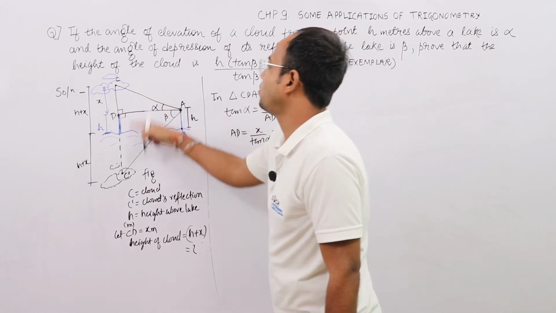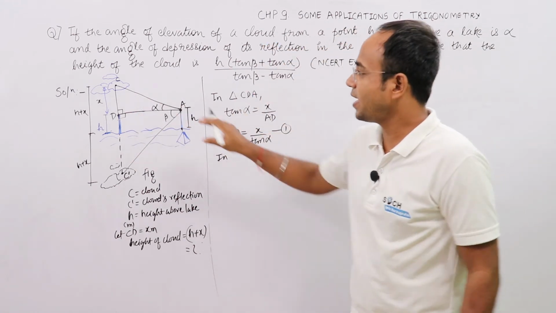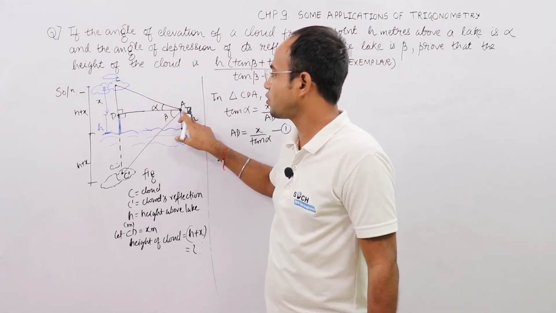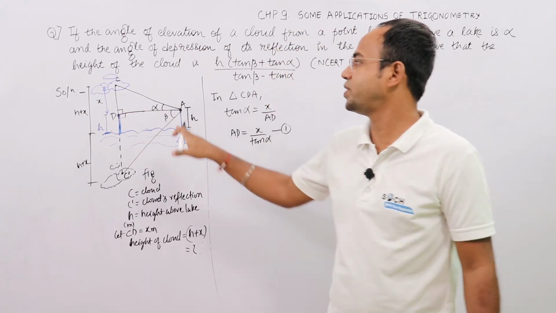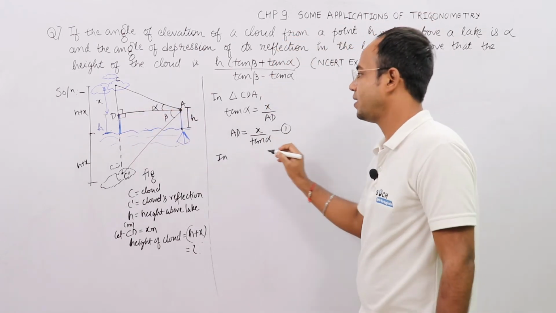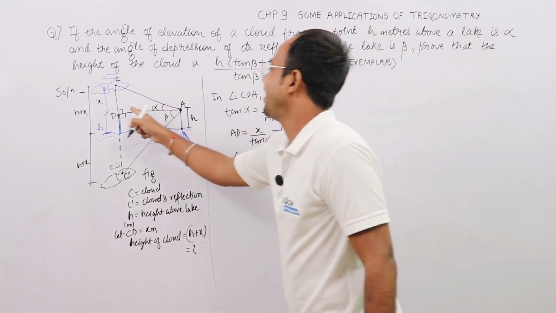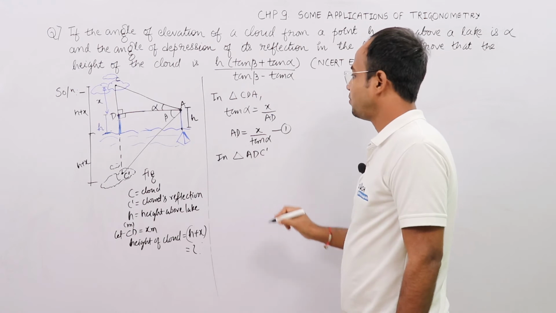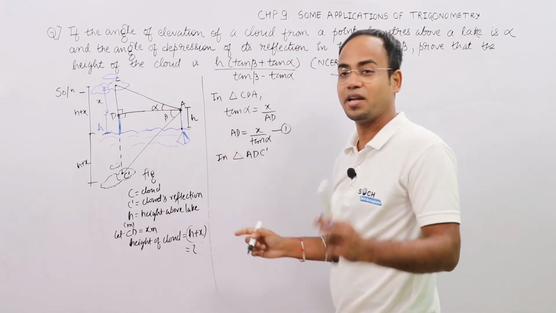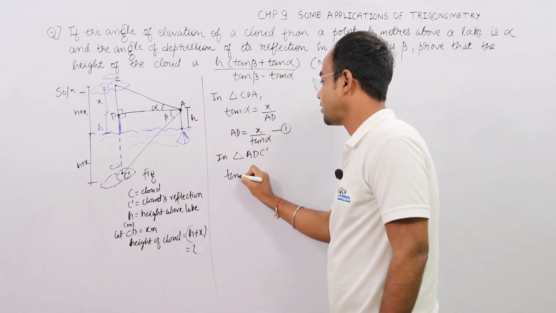Similarly, AD is common to both. So what is the logic here? We take such triangles wherein something is common, that will be eliminated because it is not given. So we will better eliminate it. So the triangle ADC dash. Now which angle will we take in it? Of course tan beta.